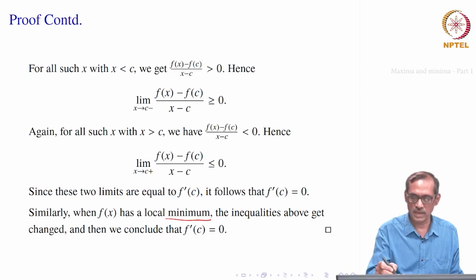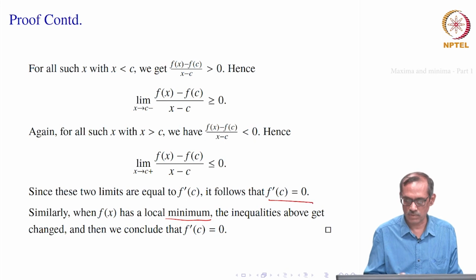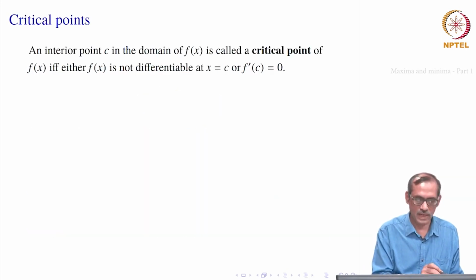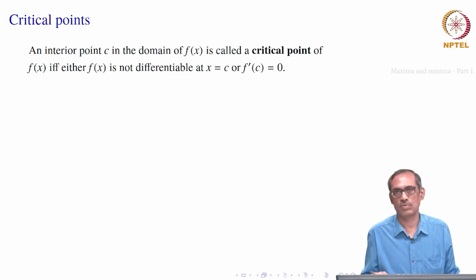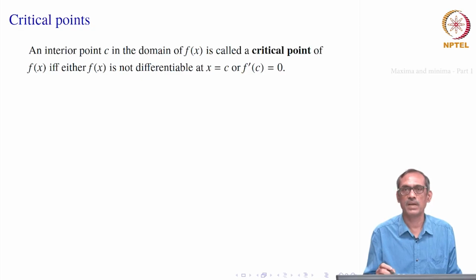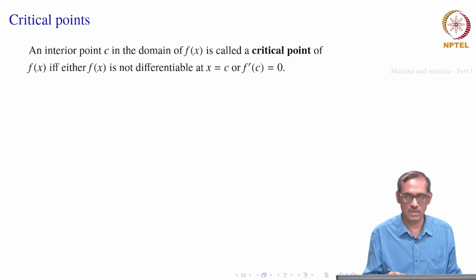You say f x minus f c by x minus c is less than or equal to 0 on one side, and this is greater than or equal to 0 on the other. So, again f prime c will become equal to 0. Okay. So, this really asks us to give some name to such points wherever the tangent is horizontal at an interior point. But we include some more points along with this.